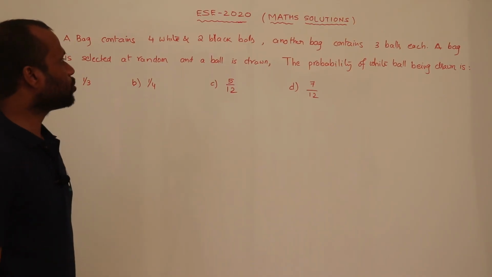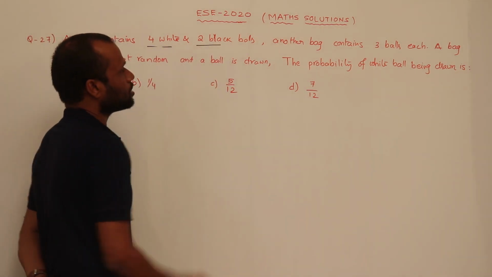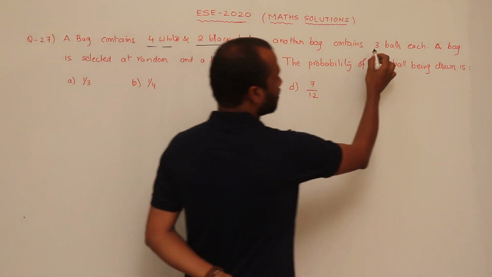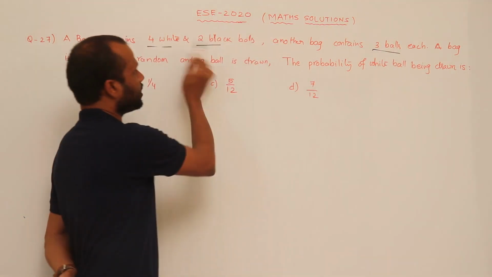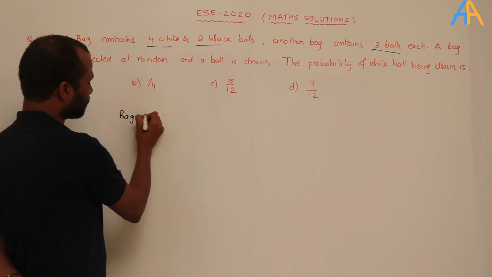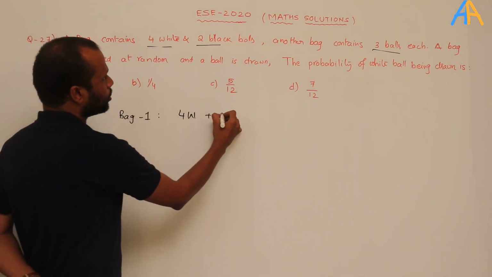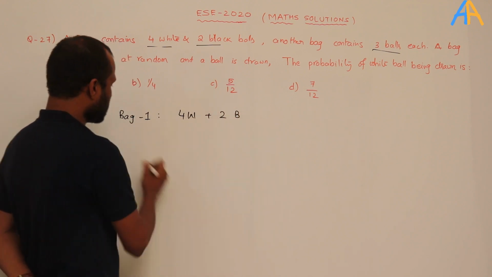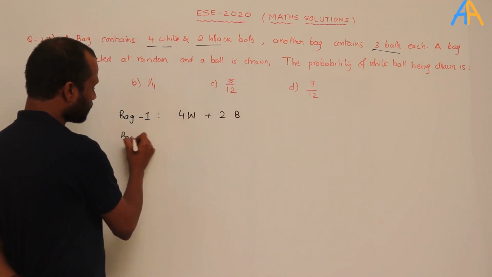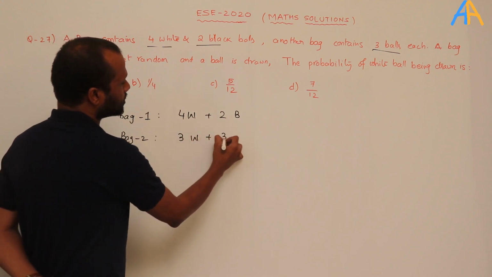Contains 4 white and 2 black balls. Another bag contains 3 balls each, that is 3 white and 3 black. Okay, bag 1 contains 4 white plus 2 black, and bag 2 contains 3 white plus 3 black.